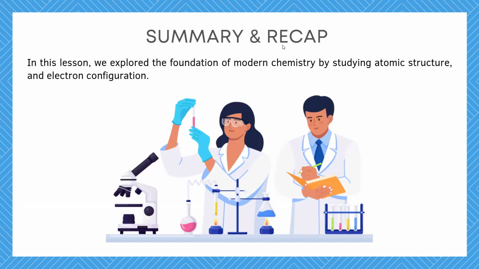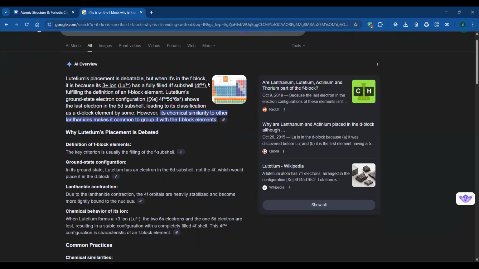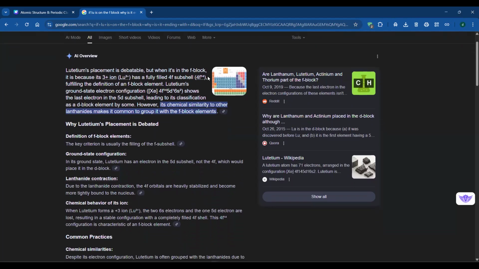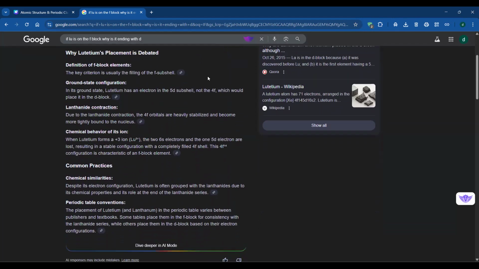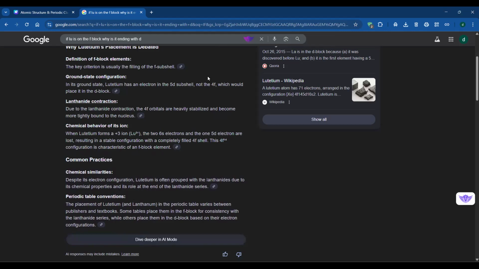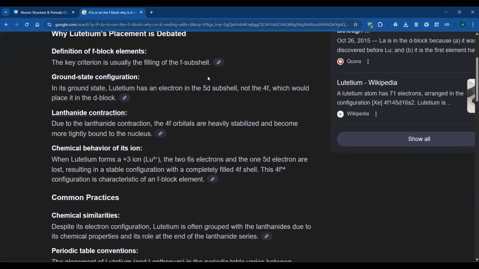Summary and recap. Plutonium's placement is debatable. So normally, according to the law, the block that an element is located on, if it is located on the F block, in the electronic configuration, we are supposed to end on the same letter, right? Yes, sir. But we saw that it was different for lutetium. So here is the reason.